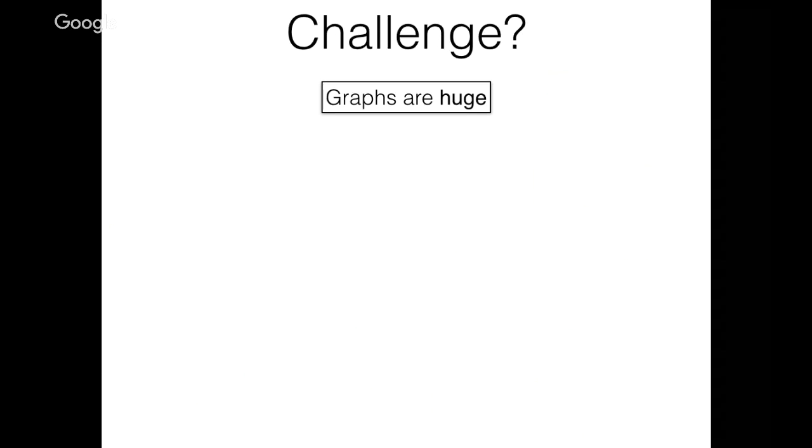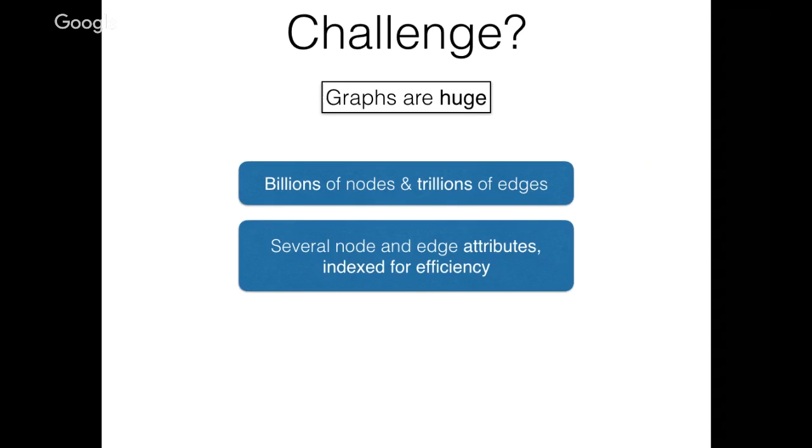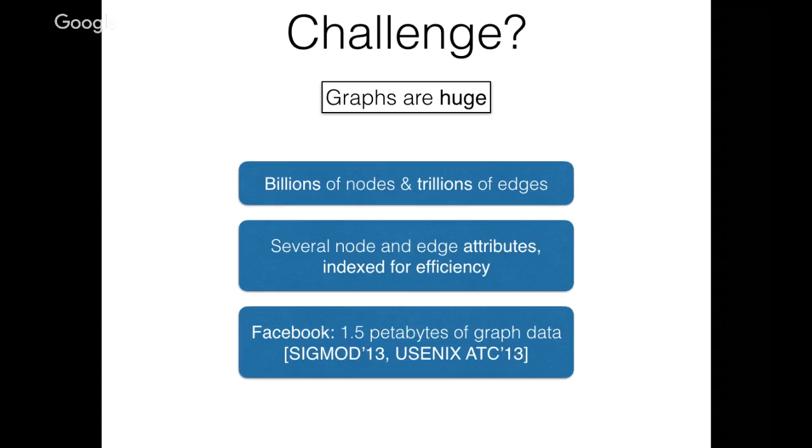So what are the main challenges in serving interactive graph queries? We identified two main challenges. First, the graphs themselves are huge with billions of nodes and trillions of edges, and each of the nodes and edges have several rich attributes. And the systems that store these graphs maintain additional indexes for these attributes to maintain efficiency for the queries. All of these factors contribute to the huge storage requirements for graphs, and in fact, Facebook's reported numbers from 2013 indicate that their storage requirements were almost 1.5 petabytes back in 2013.